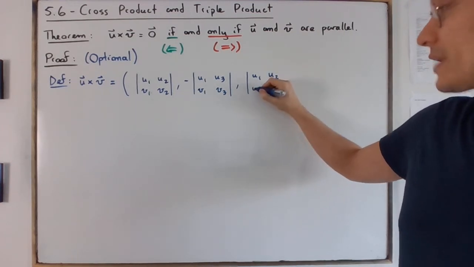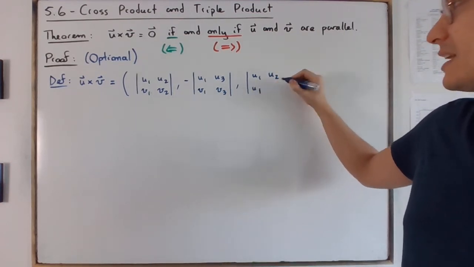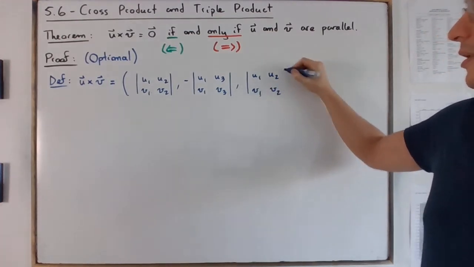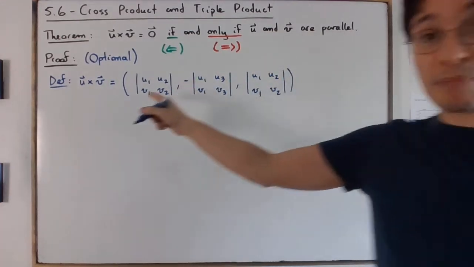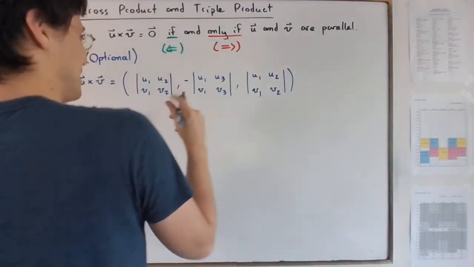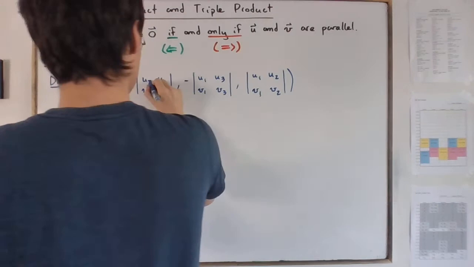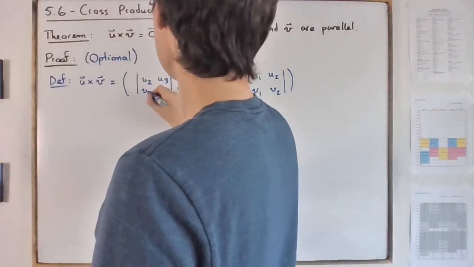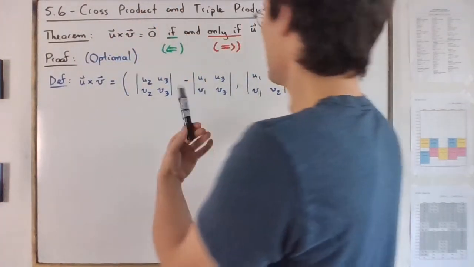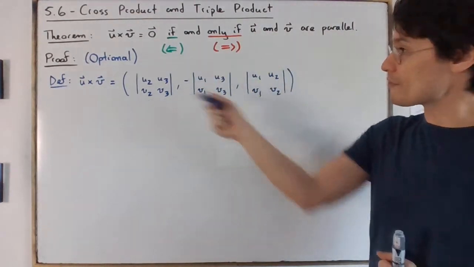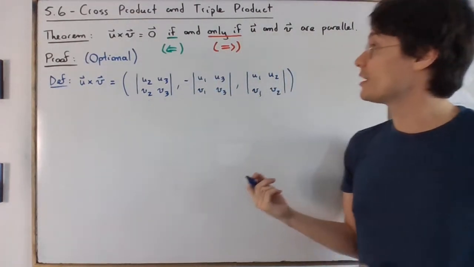Oh shoot, I messed up the first component. Let's go back and fix it. There you go. I just realized that the first component is not that; it's the third component. So what we have here instead is u2, u3, v2, v3. So remember that to prove this, we are referring to the definition of the cross product.